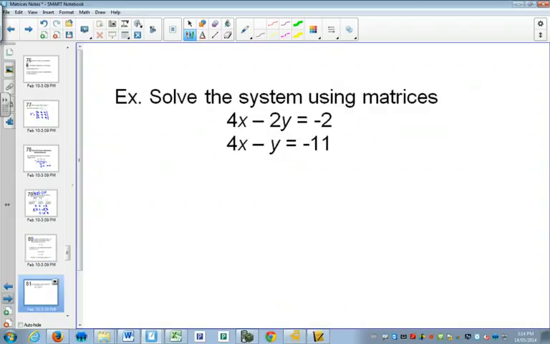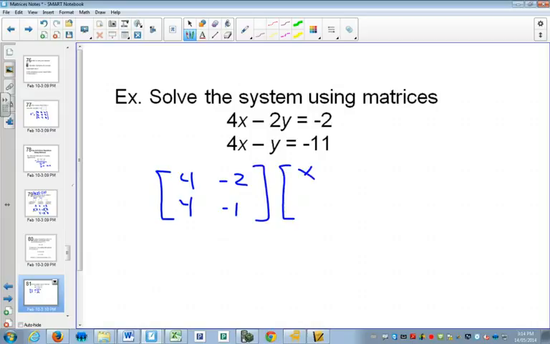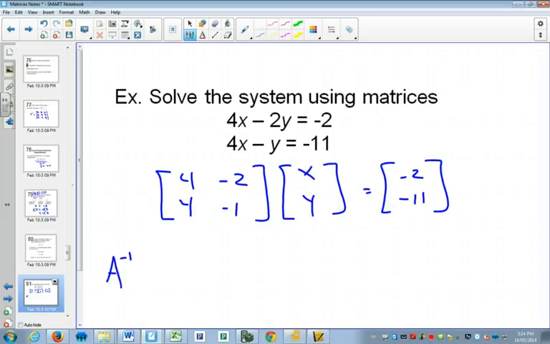So, do I have the same question? This is the same question. We're going to solve it with matrices. We're going to make our matrix A: 4, negative 2, 4, negative 1. Then we've got our matrix xy equals negative 2, negative 11. Let's figure out what A inverse is, off to the side.